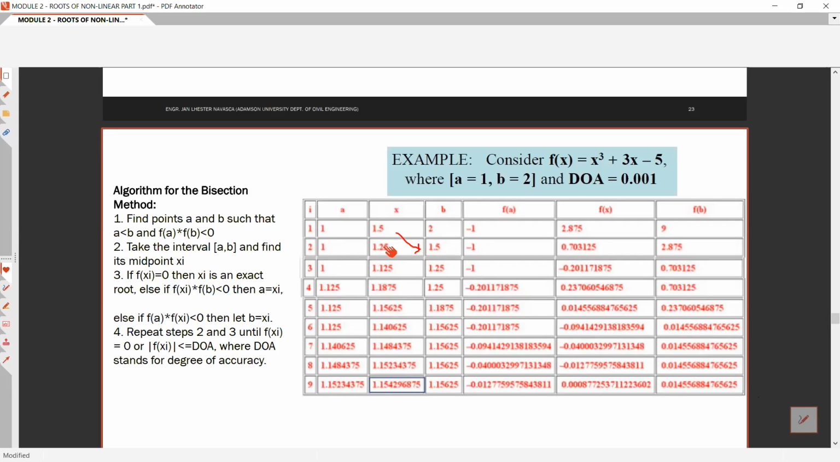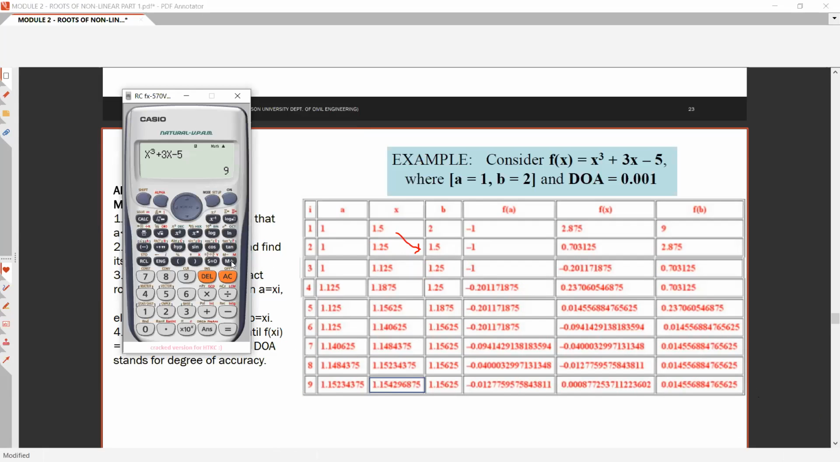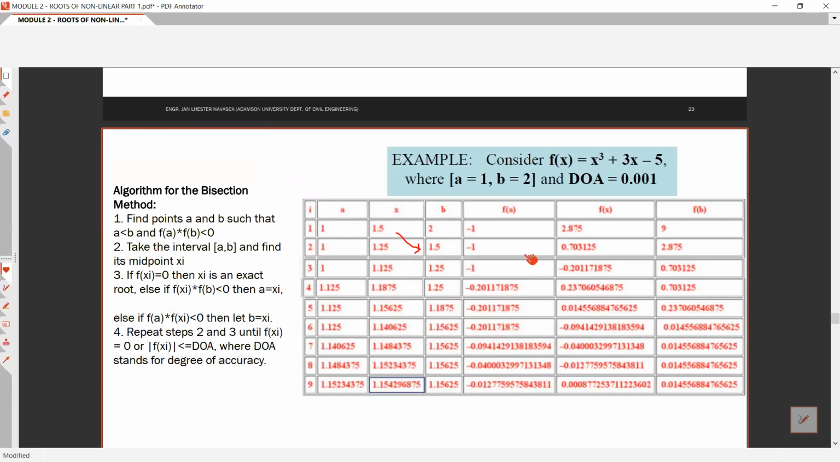Then, kung nandiyan na siya, get the midpoint again. 1.5 plus 1 divide 2, you get 1.25. So, plug in mo ulit yan dun sa calculator. Calculate 1, you have negative 1 pa rin. Calculate 1.5, you have 2.875. And calculate 1.25, you have a positive number, 0.7. So, nag-check ka ulit. Multiply mo yung FA, FX, or FX, FB. So, FX, FB, hindi siya negative. So, dito tayo sa kabila.